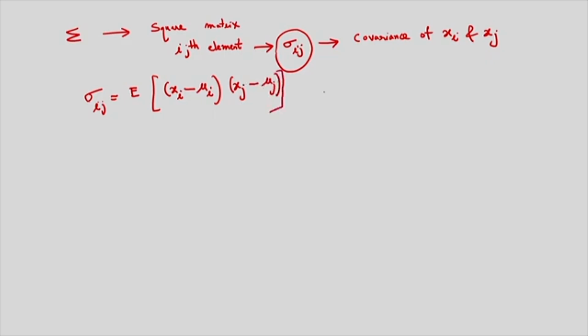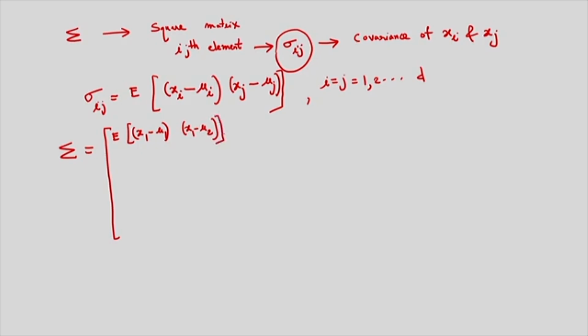So this covariance matrix I can write like this, where i and j go from 1, 2 up to d, because we have considered a d-dimensional vector x. The first element of the covariance matrix is the expected value of (x1 minus mu 1) times (x1 minus mu 1). The second element is the expected value of (x1 minus mu 1) times (x2 minus mu 2). Like this, the last one in the first row is the expected value of (x1 minus mu 1) times (xd minus mu d).